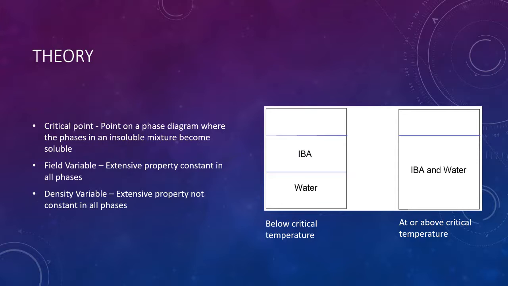There are two kinds of variables we can measure in a critical system, and those are field and density variables. A field variable is constant in all phases. An example of this is temperature. A density variable is not constant in all phases. An example of this would be the concentration of isobutyric acid. In the left diagram, the concentration is not the same in both phases.